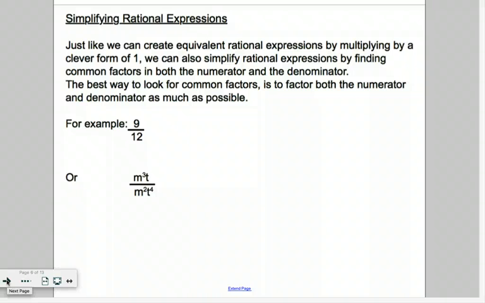In simplifying rational expressions, okay, again, what we're going to do here is we're trying to look for those common factors, right? So just like we can expand them, make them bigger by multiplying by clever forms of 1, we can also see if there's any common factors. So for instance, let's look at a simple example of 9 over 12, okay? Both of these numbers are divisible by 3, so if you were to divide both by 3, what you then see here is 3/4, okay? But I want to show you a slightly different way of looking at that.